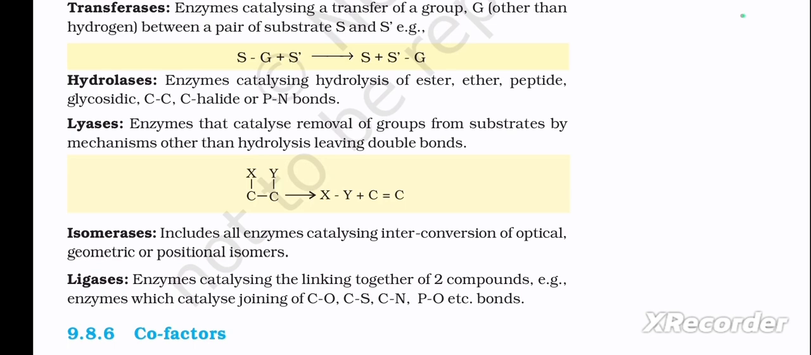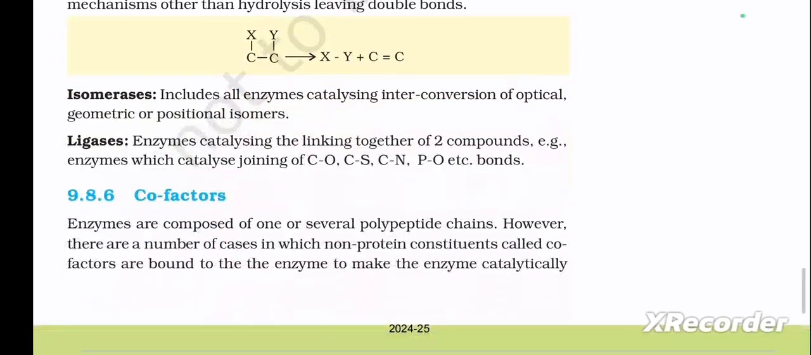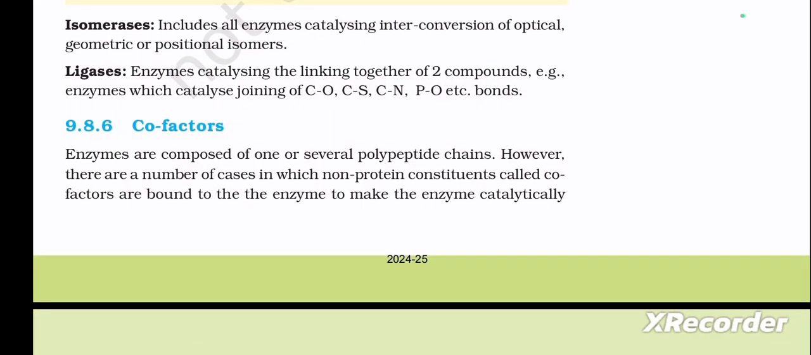Isomerases include all enzymes catalyzing interconversion of optical, geometric or positional isomers. Next is ligases: enzymes catalyzing the linking together of two compounds. Example: enzymes which catalyze joining of C-O, C-S, C-N, P-O, etc. bonds. Next is 9.8.6, cofactors.